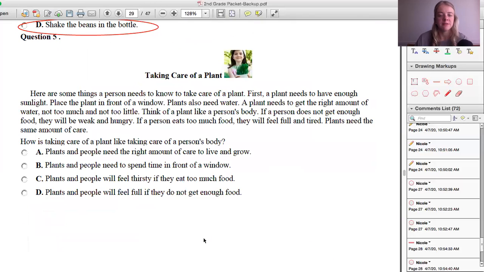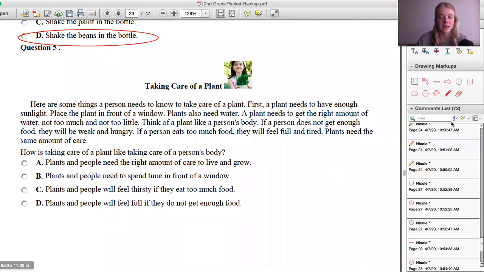And question 5, taking care of a plant. The question is, how is taking care of a plant like taking care of a person's body? Here are things a person needs to know how to take care of a plant. First, a plant needs to have enough sunlight. Place the plant in front of a window. Plants also need water. A plant needs to get the right amount of water, not too much and not too little. Think of a plant like a person's body.